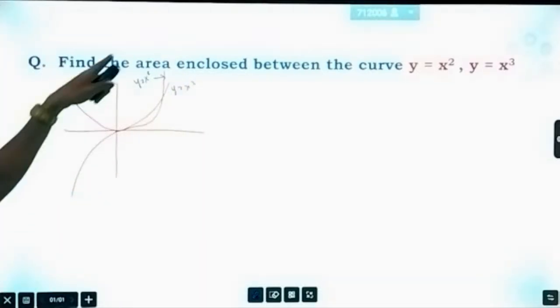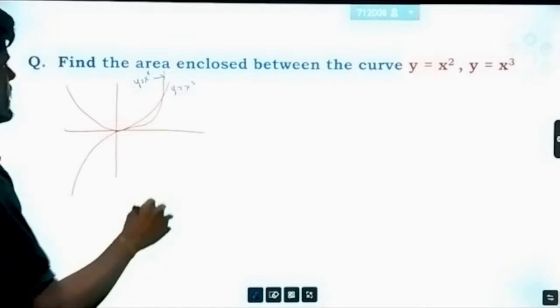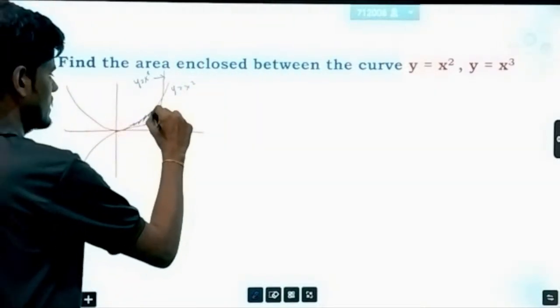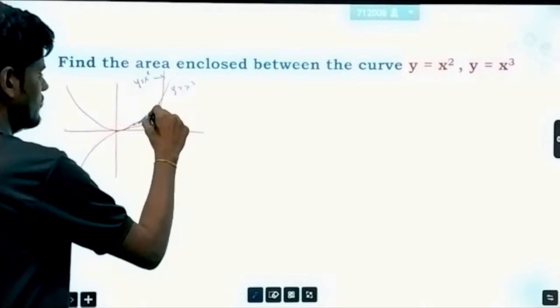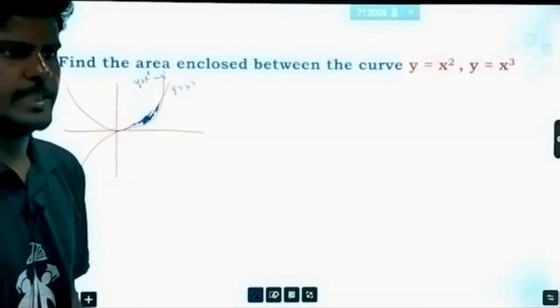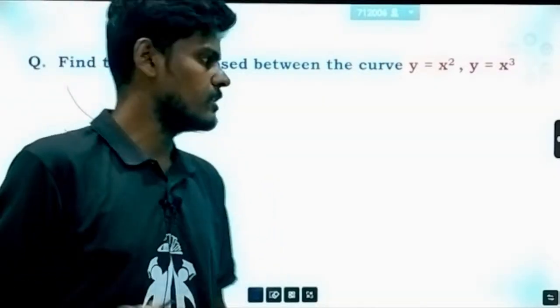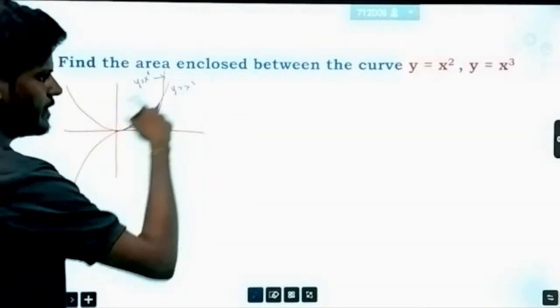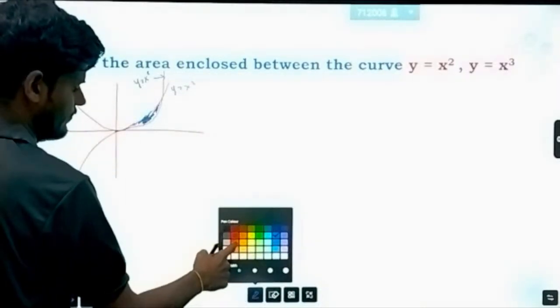Next, after drawing this graph, what is the area enclosed between the two curves? That means we have to find this region. First, we have to identify the region for which we need to find the area. Next, we need to find the points of intersection. What will be the points of intersection?